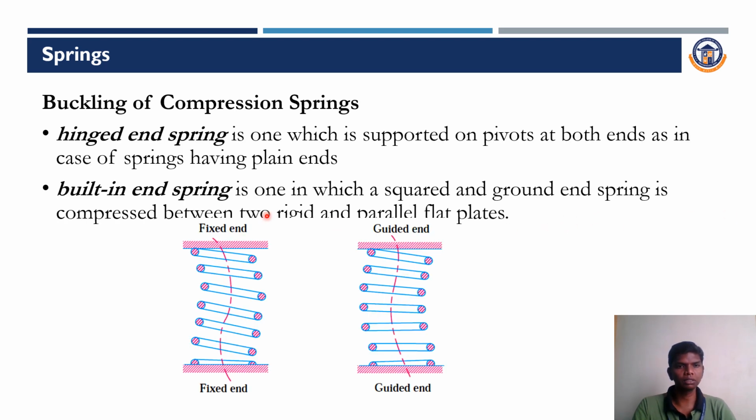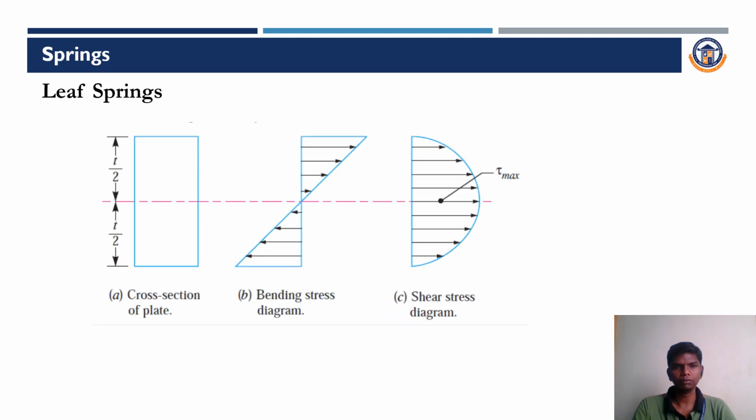So, buckling of compression springs has two cases: the hinged end spring and the built-in end spring. The first diagram shows the hinged spring and the second one shows the built-in end spring.